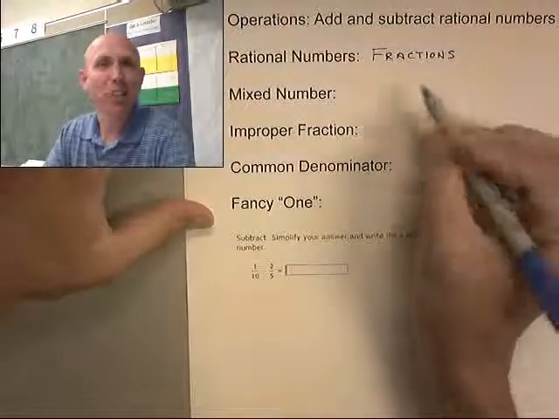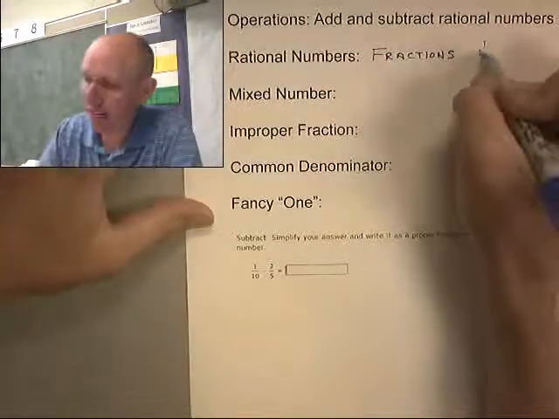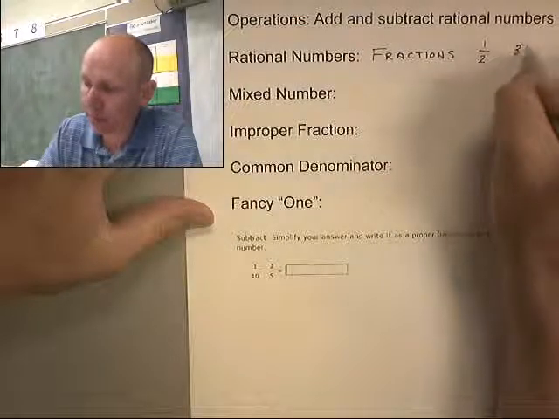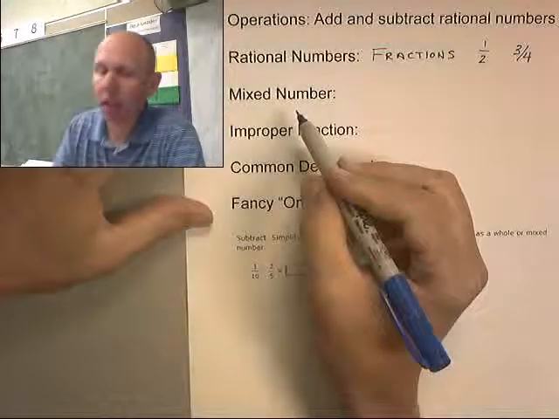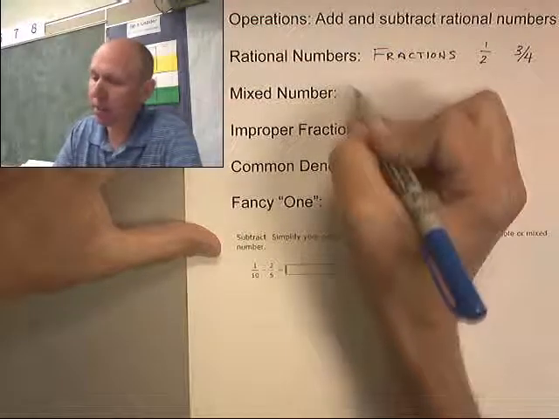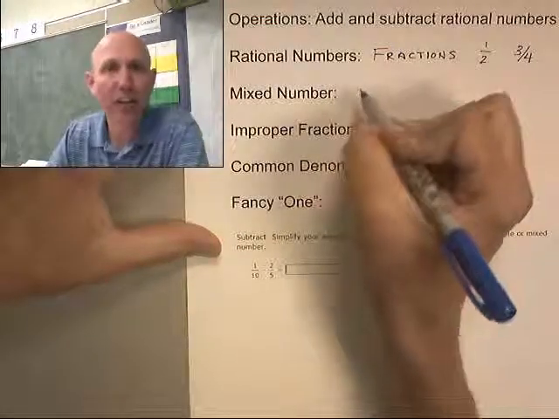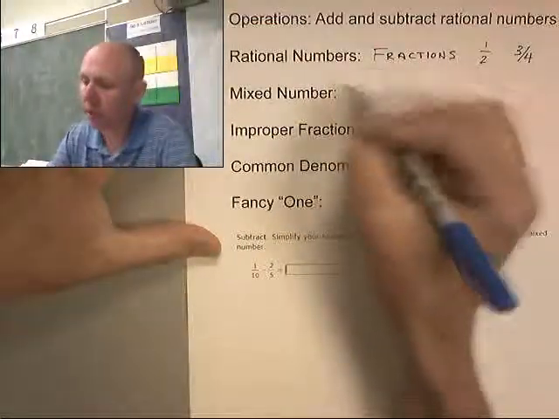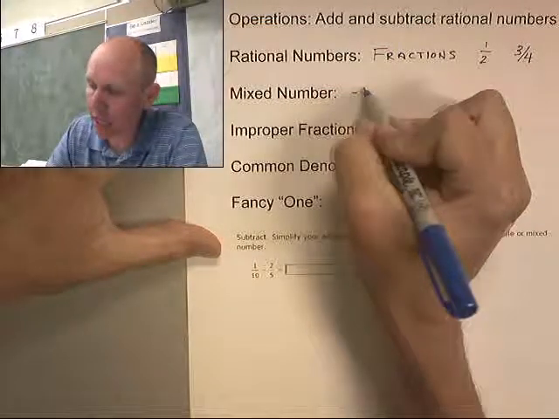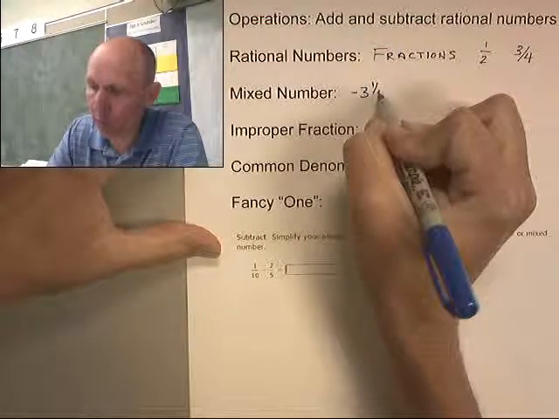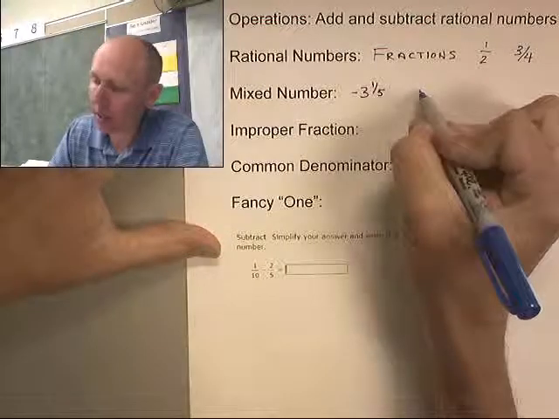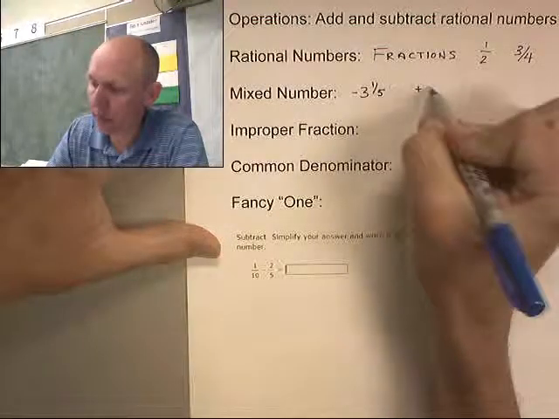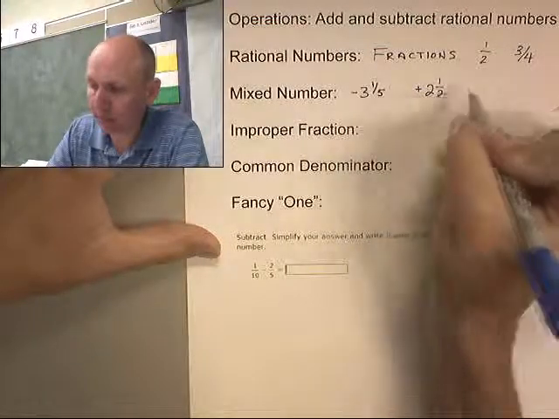You're going to be missing your integers today. Fractions, things like 1/2, 3/4. A mixed number has a fractional component along with an integer component. So maybe something like -3 1/5. Or positive 2.5.